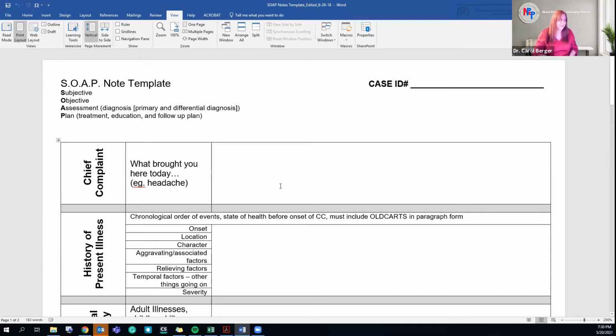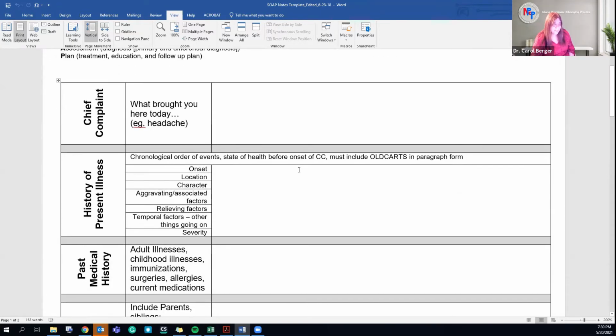But tell us about this SOAP note. Right, Carol. So this is the SOAP note. S for subjective, O for objective, A for assessment, which includes your diagnosis, primary and differential, and then your plan, which is treatment and education involved. On this form, it first starts with your chief complaint, which is what your patient basically schedules the appointment for, and it's in their words.